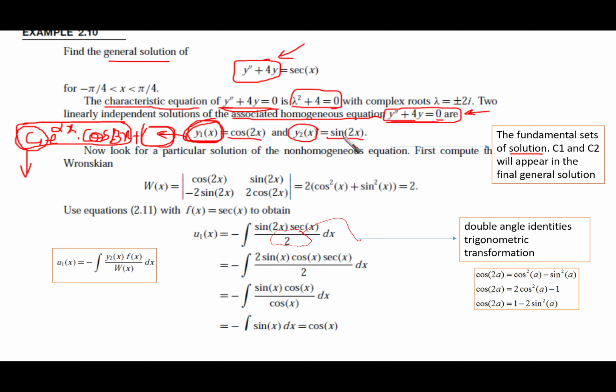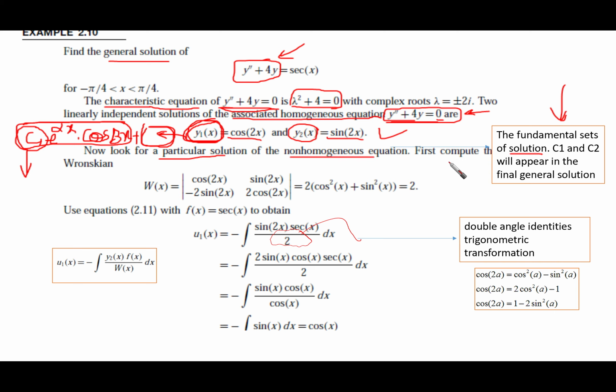In the general solution, we are going to put C1 and C2, but here we just use them as if a 1 is added here. I put it here as a note: the fundamental set of solutions, we use them because they are two different solutions. C1 and C2 will appear in the final general solution, as you are going to see shortly. Now look for a particular solution. We have finished the part related to the associated homogeneous equation. Now let's go to the particular solution, which is related to the non-homogeneous equation.